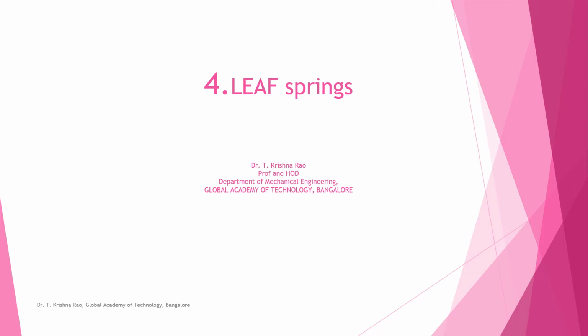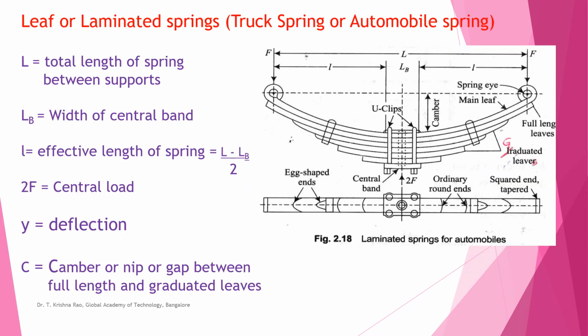This is video 4. We talk about leaf springs in this. Leaf springs are commonly used in automobiles. The whole lorry or the bus is suspended on 4 springs, 2 at the front, 2 at the back side. We must have seen the springs like this in the lorries. Each axle will have 2 springs like this, and there are certain dimensions which you have to know.